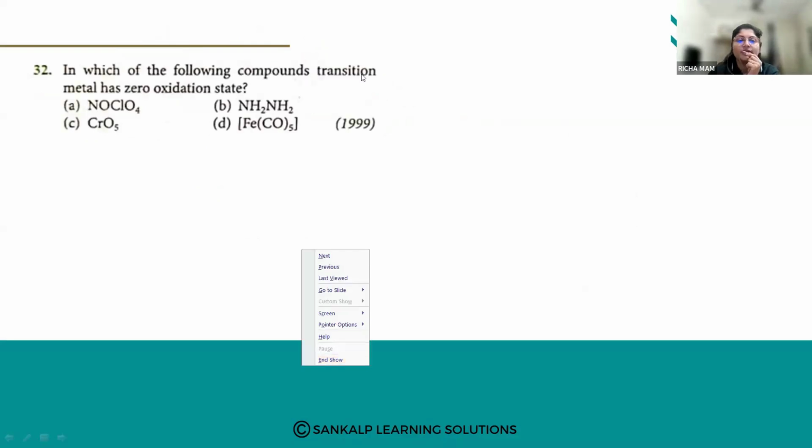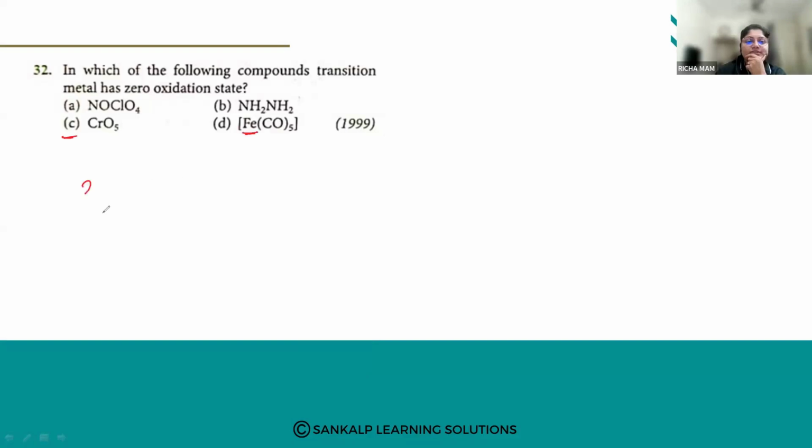In which of the following compounds will the transition metal have zero oxidation state? Where is the transition metal? Check for C and D.